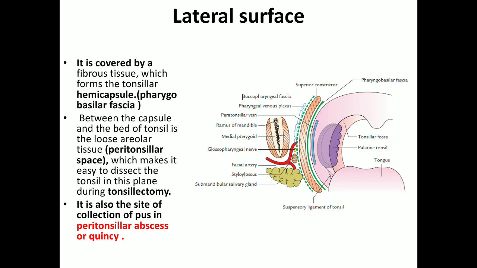So, we call it hemicapsule, and this hemicapsule is an extension of pharyngobasilar fascia. Lateral to the capsule, there is a space that is called paratonsillar space or the peritonsillar space, and in this space there is a vein called peritonsillar vein. And this peritonsillar space is the plane of surgery during tonsillectomy. And if the pus is collected in this space, that is called peritonsillar abscess or quinsy.